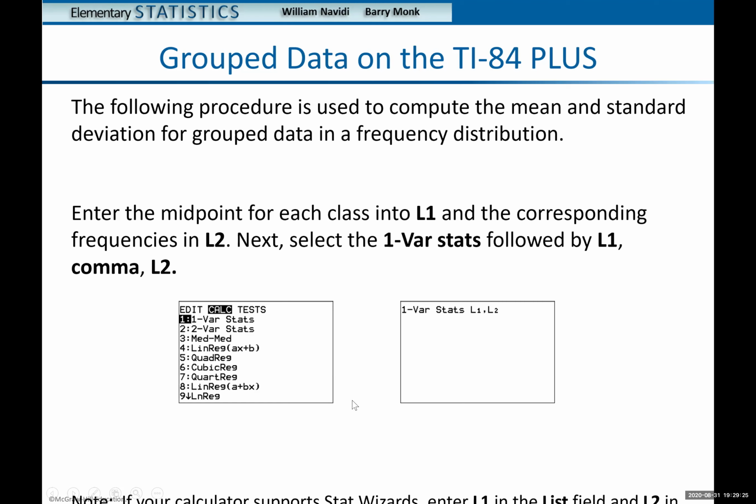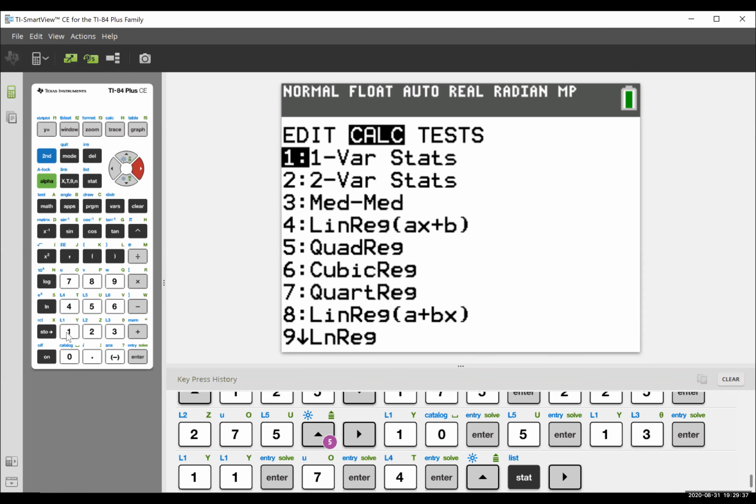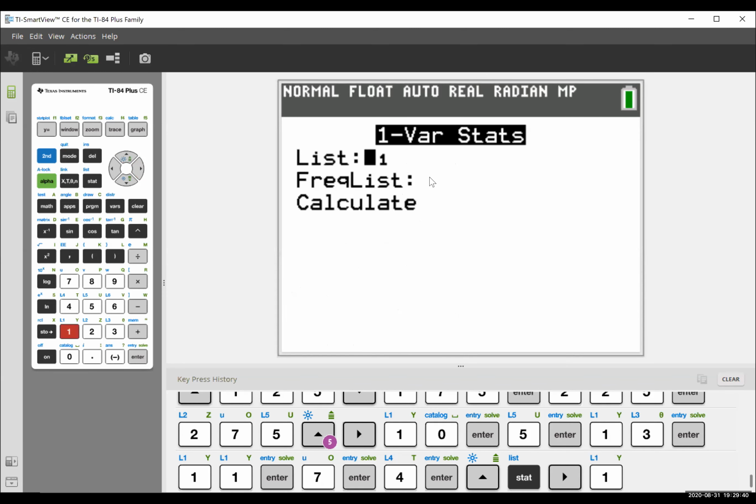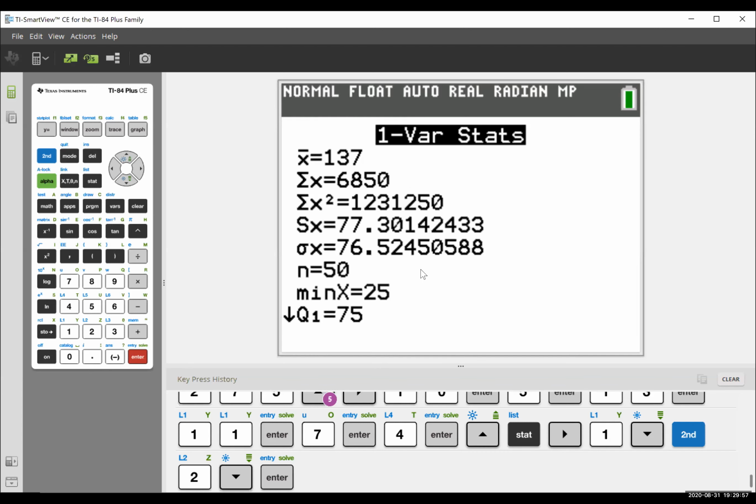Then select one var stats L1 and L2. So stat calc 1, just like what we did earlier. L1, oh, this one. Frequency list is this. You have to enter here L2. To enter L2, that is second 2. Second 2 is L2, and then calculate, you will get the answer. So earlier, the group mean is 137, and this is the standard deviation 77.3.